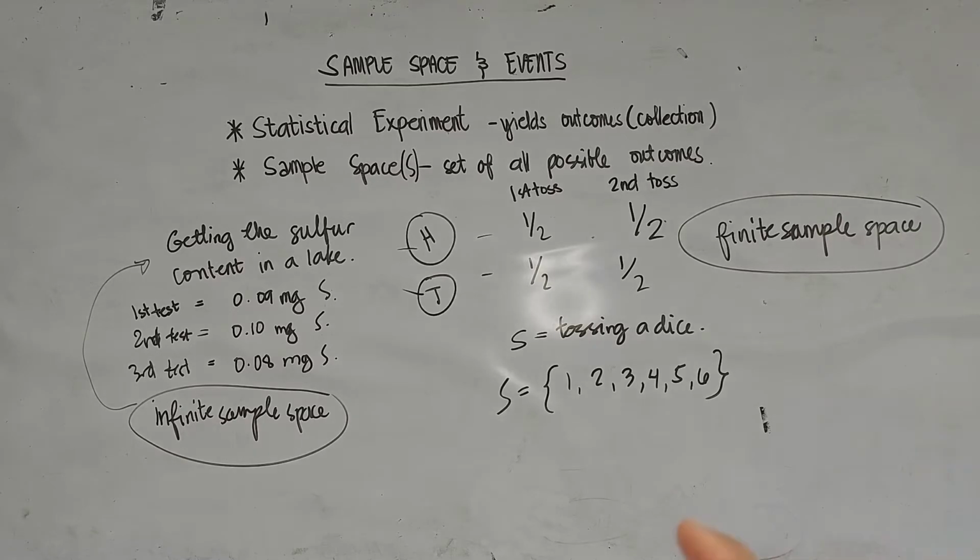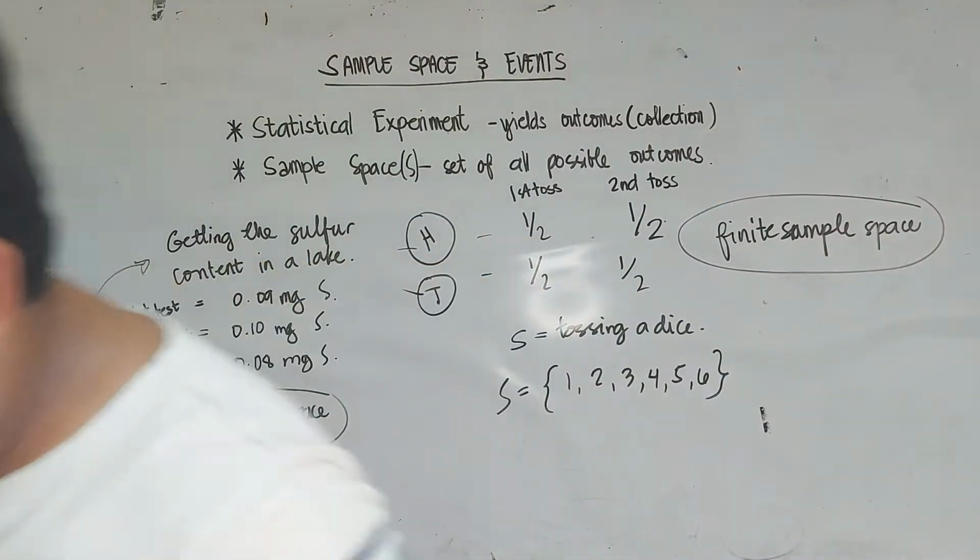Second, we have the infinite sample space. An example of an infinite sample space is the height of a person, because this year the height might change, and next year the height will change again, right? Or the weight of a person, it's an infinite sample space because the weight of a person changes. And that is a statistical experiment because it yields an outcome or a collection of outcomes.